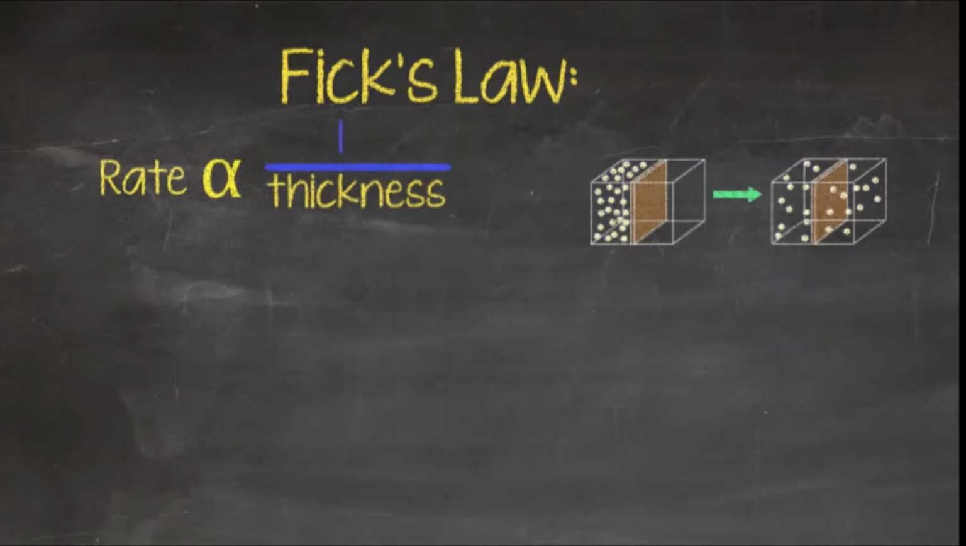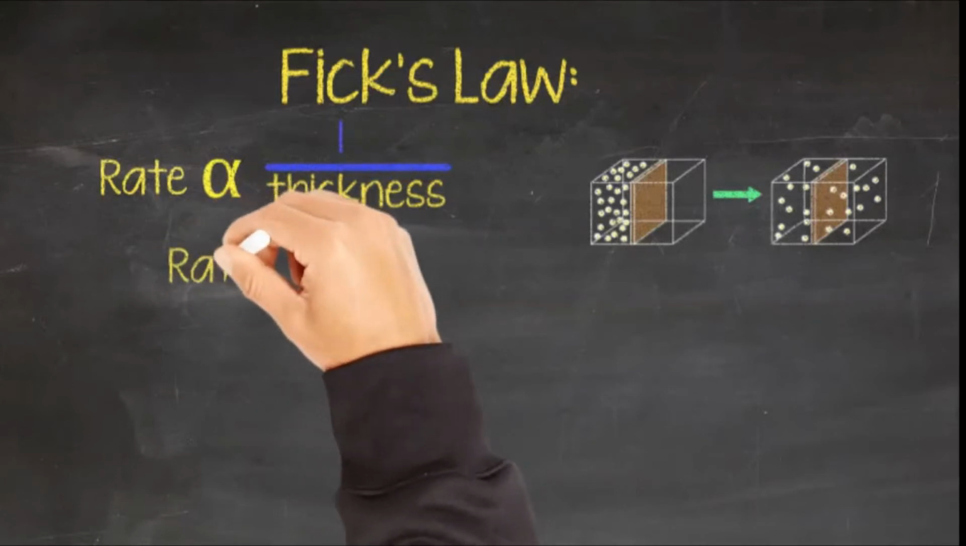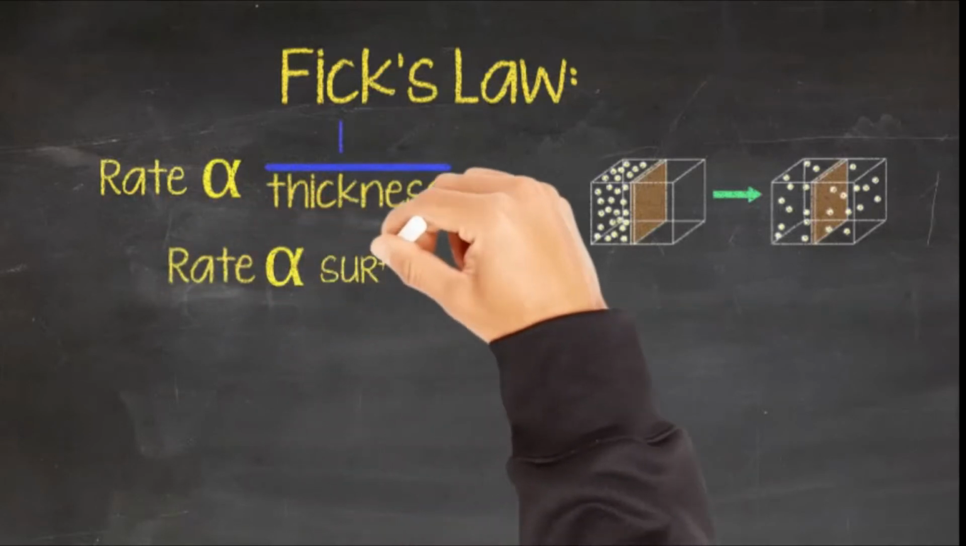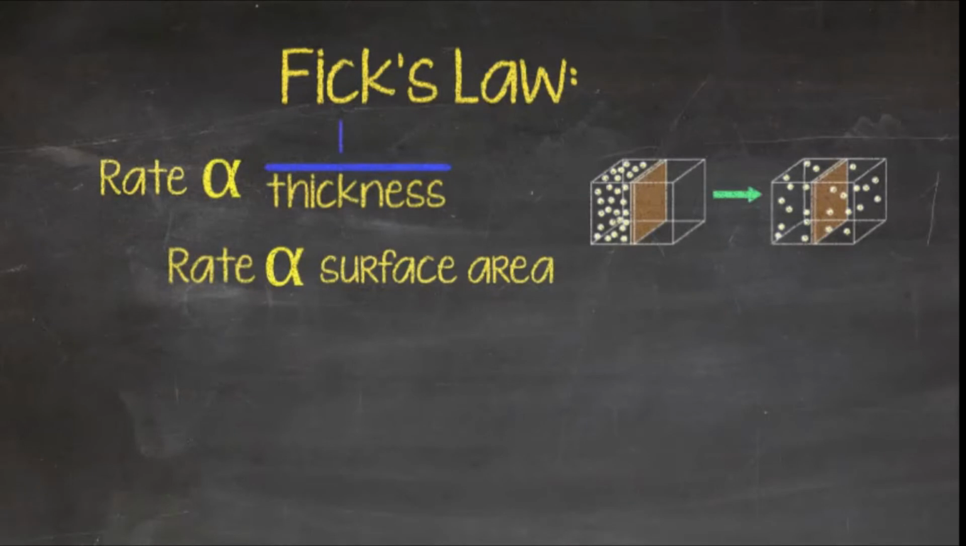Second, the rate of diffusion is directly proportional to the surface area available for gas exchange. This is why the lungs are divided into about 480 million alveoli with a combined surface area of 50 to 75 square meters.